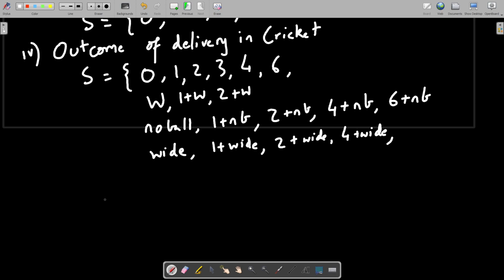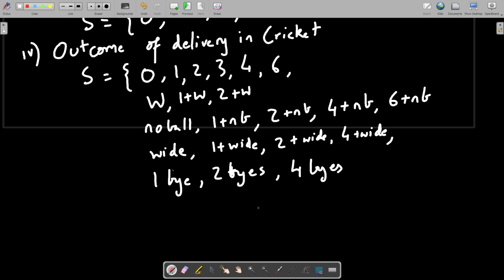Bye is also there. There can be a bye without a run, so that becomes just a 0. So there can be 1 bye. Basically, a bye is when the ball passes by and you get a run without touching the bat. So there can be 2 byes. 3 byes looks like a very difficult possibility. 4 byes does happen when the wicketkeeper misses to catch the ball.